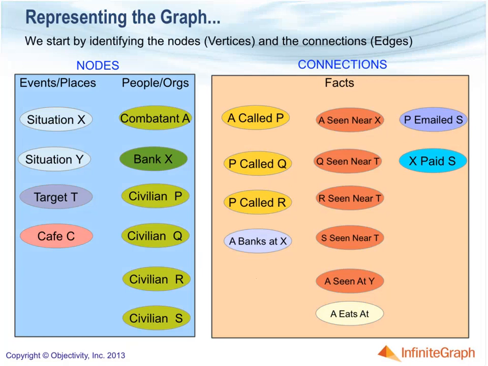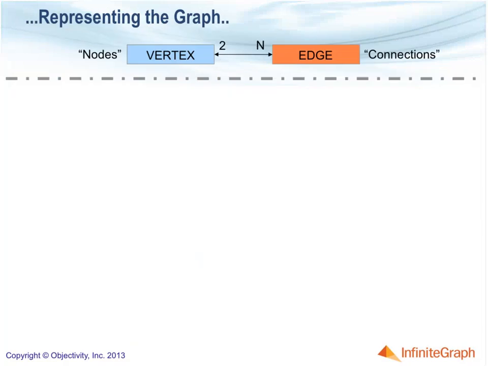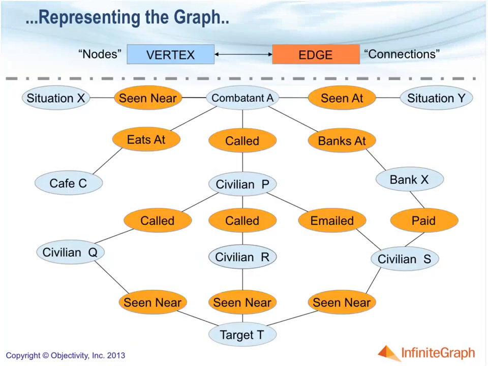So let's take all that information and load the nodes. Let's take the situations and people and put them in nodes, and then take the connections, A called P, P called Q, and so on, and put them into edges. So we now have nodes and connections. I still can't see really what's going on. Remember, we're just loading them into vertices and edges in InfiniteGraph. And here they are. So the light blue ones are vertices, the orange ones are edges. And I'm beginning to see something.